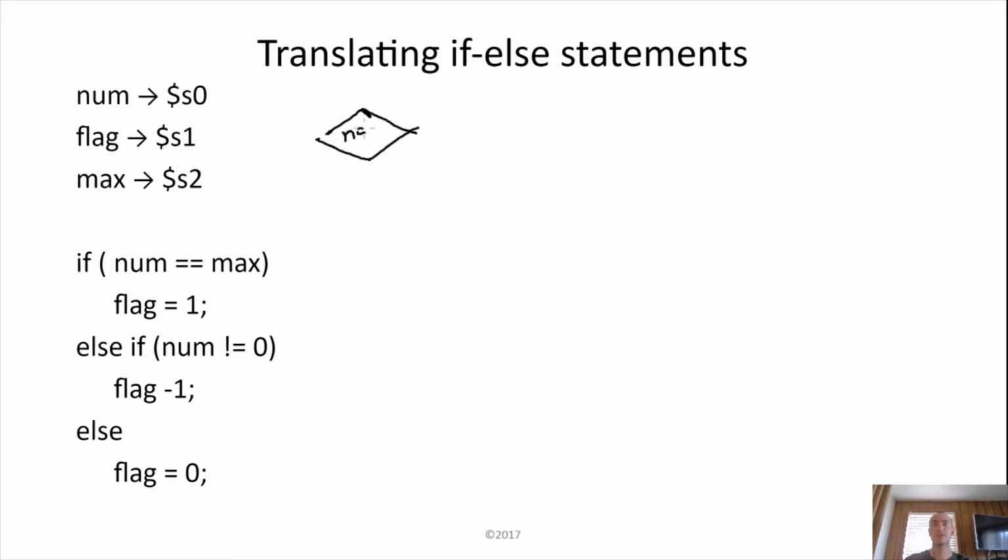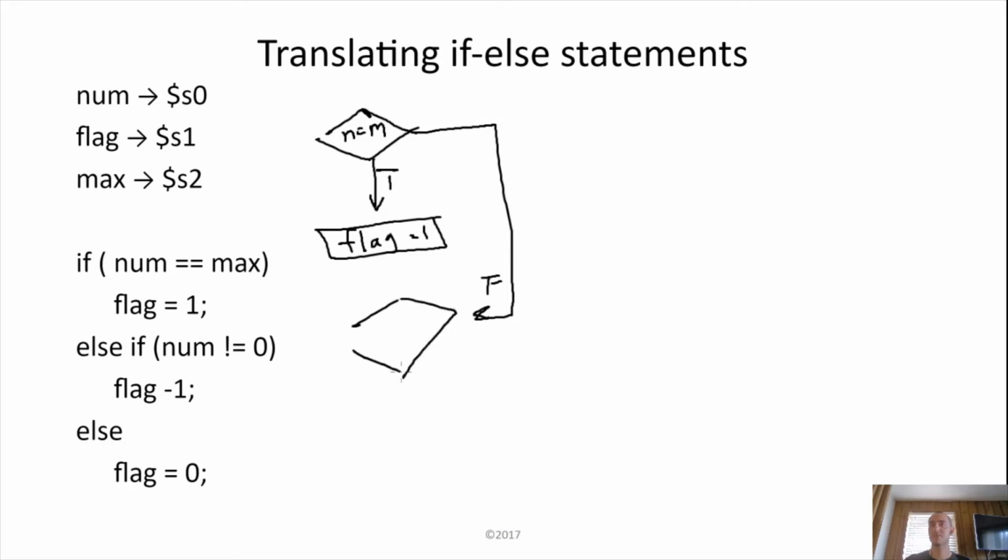So n is equal to m. If that is true, if that is a yes, we're going to have flag is equal to 1, and that's the statement that we have. If this is false, we're going to check another statement. So we're going to check the else if statement.